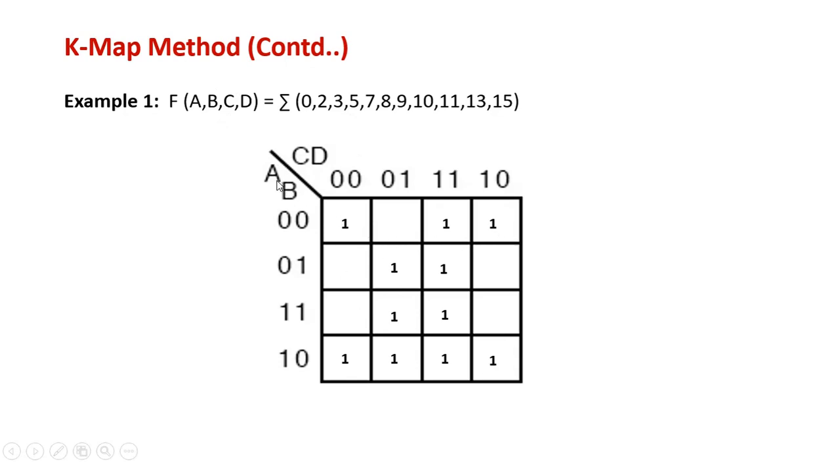So this way we will form the K map A, B, C, D. Then we will put 1 in the minterm box for which the function is 1. So 0, 2, 3, 5, 7, 8, 9, 10, 11, 13, 15.